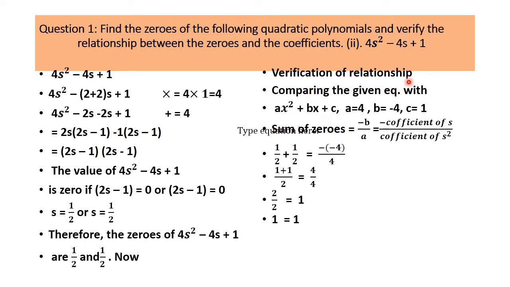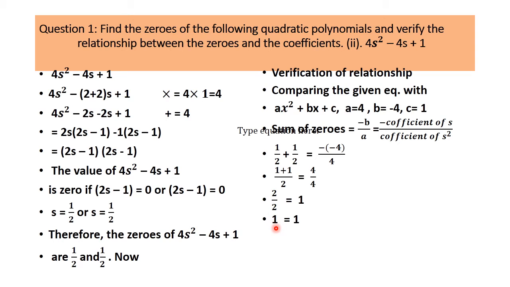Now the verification of the relationship. Now we will compare the given equation with this. A is 4, b is minus 4, and c is plus 1. Now the sum of zeros is minus b upon a. This is minus coefficient of s upon coefficient of s square. Now for the sum of zeros, we will add these. These are the zeros, we will add them. 2 is the LCM. Here 1 plus 1 is 2, 2 upon 2 is 1.